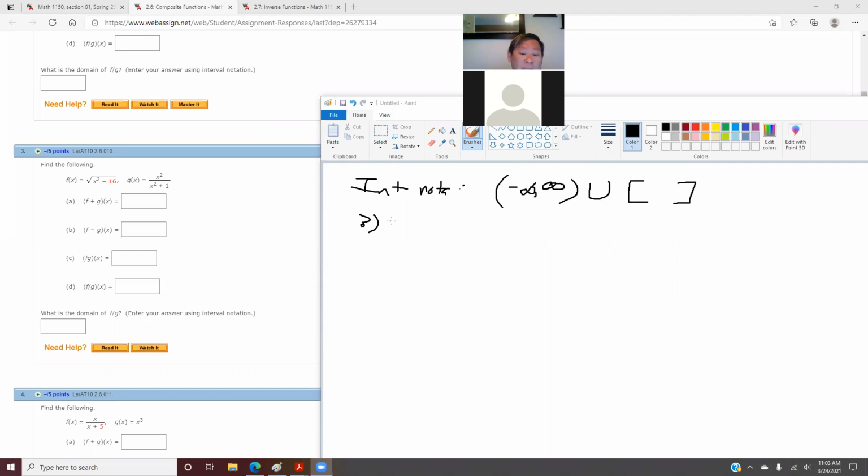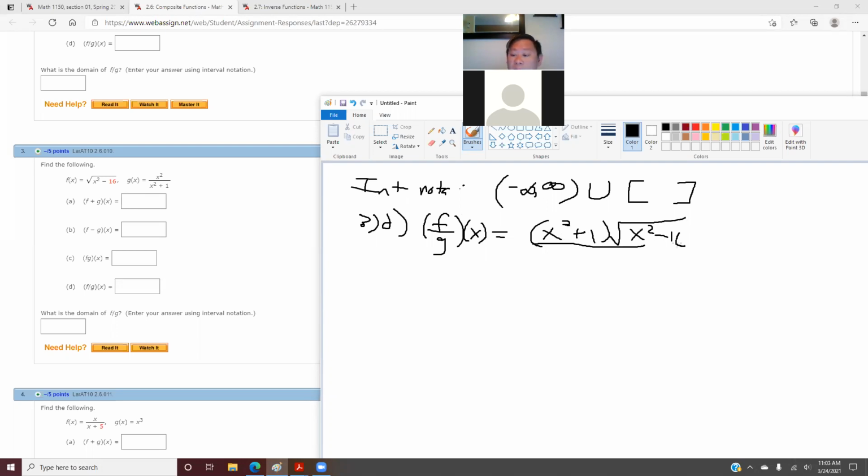So for question 3D, they want you to find the domain of f divided by g. Did you find what f divided by g is in 3D? Is yours the same as mine? Hold on. Oh no, yours isn't the same as mine. What is it? I got x squared plus 1. That should be the same. And then the square root of x squared minus 16, right? Yep. And for my case, it's 16 over x squared.